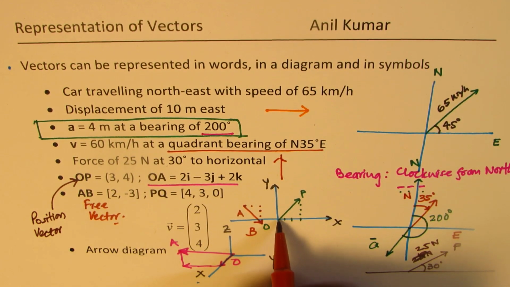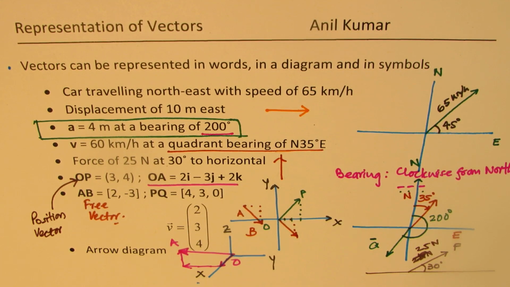You could also show it from the center, which is the origin, keeping A at the origin O, then B would be 1, 2 and 1, 2, 3, right? So these vectors are free vectors. They will be all equivalent vectors. Perfect. The last one here given to you is PQ, and then we have a vector V.